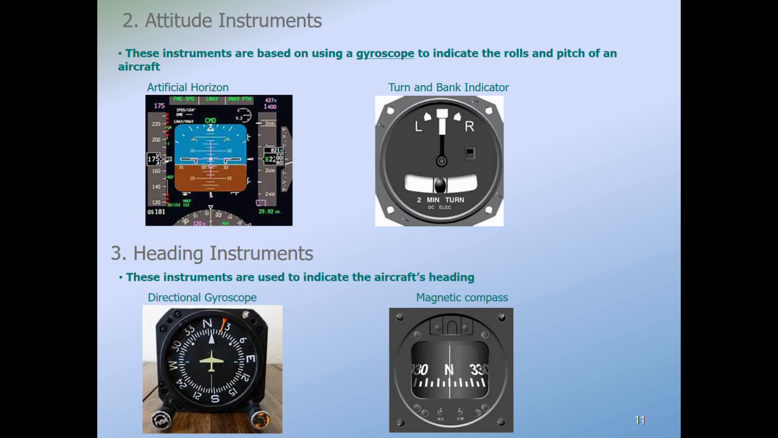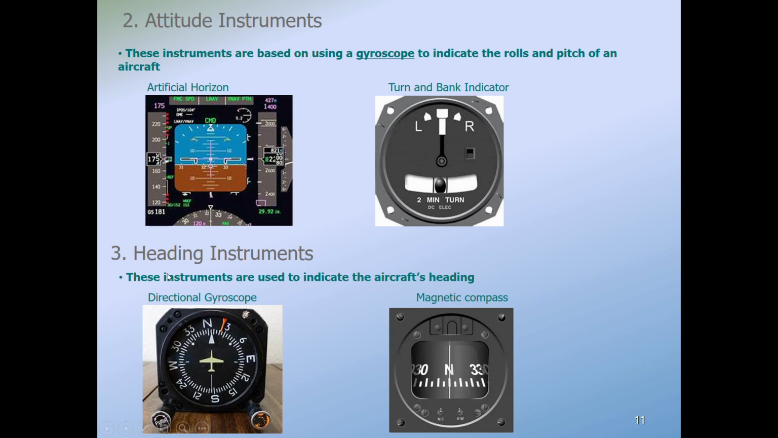Okay, we have attitude instruments. These instruments are based on using a gyroscope to indicate the roll and pitch of an aircraft. Okay, we have the artificial horizon. Why do we say artificial horizon? Because we need a standard, which in this case is the horizon itself or the atmosphere. We use the natural indicator, since the aircraft is flying everywhere in space, so we need a good measuring point. The gyroscope plays a very important role in the turn and bank indicator, whether it is going to the left or to the right.